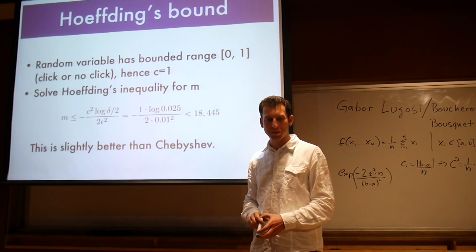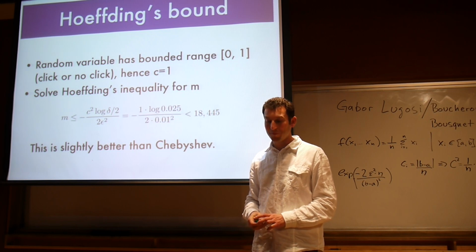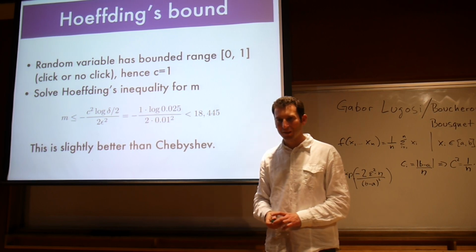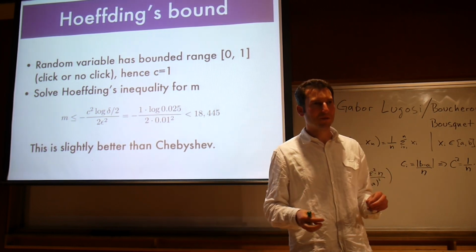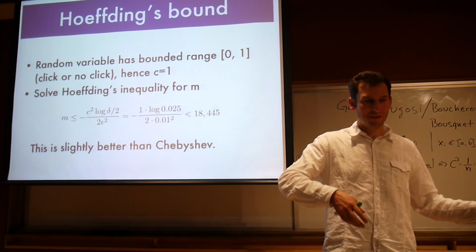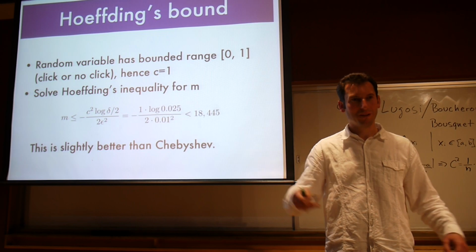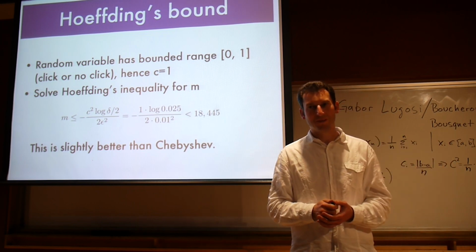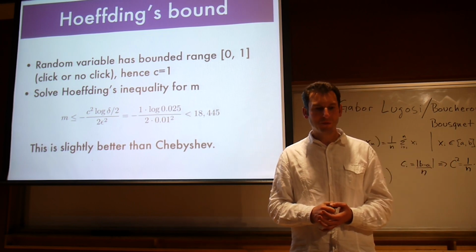Before we had 25,000. The problem is that it's actually fairly pessimistic, because Hoeffding is really good at probabilities around 1/2, and it's not so good at probabilities close to 0 and close to 1. The KL divergence, for instance, if you were to plug that in, would give you better guarantees.